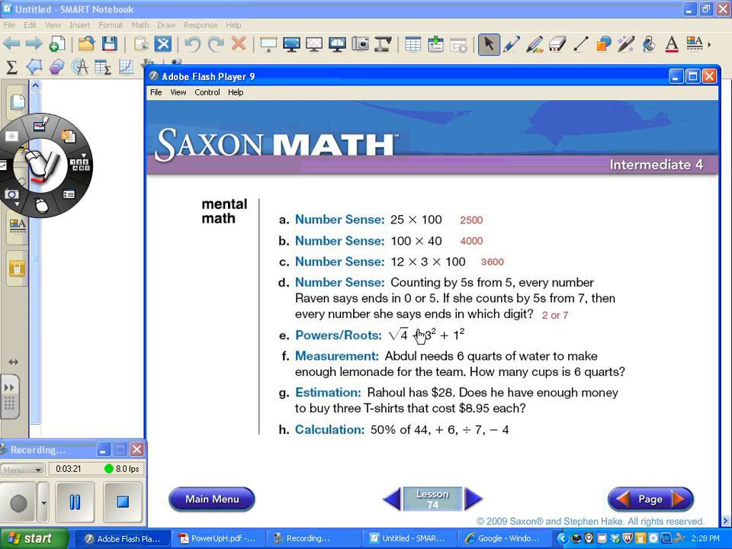Okay, square root of 4 is 2 plus, now 3 squared, that really means 3 times 3. Some of you guys have been goofing, saying it means 3 times 2. It does not. This 2 means write this 3 down 2 times and multiply it. So it really means 3 times 3. We know that's 9. So this was 2 plus 9, plus 1 squared, that's 1 times 1, so it's like plus 1. The answer is 12.